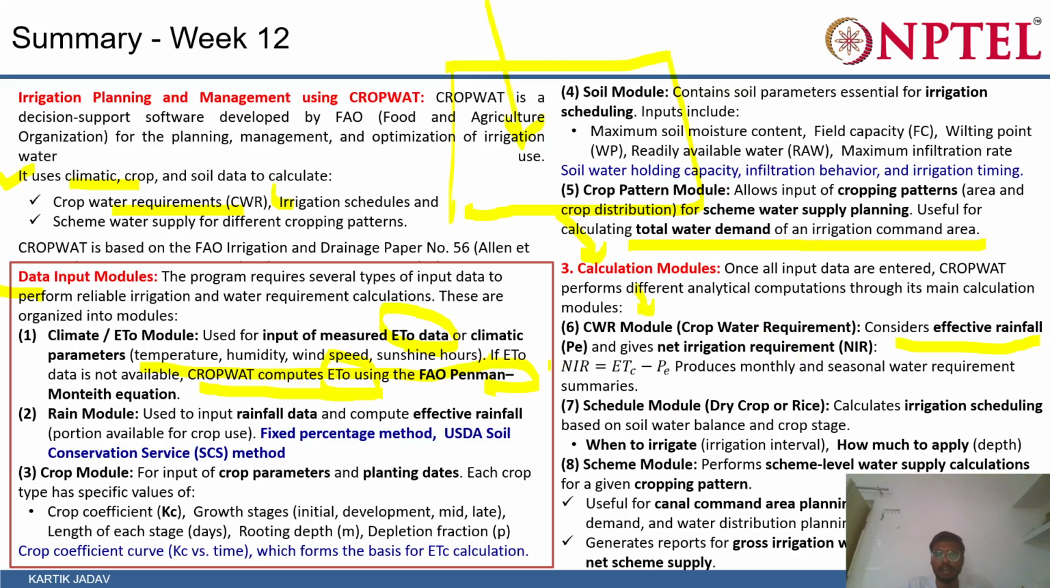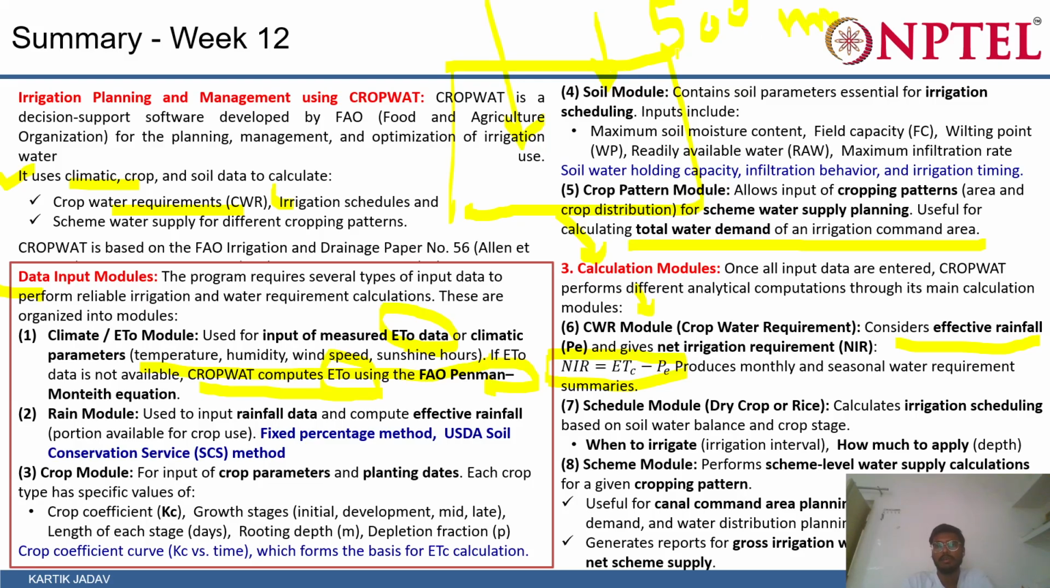Generally, net irrigation requirement is equal to crop evapotranspiration minus effective rainfall. So it basically means that whatever rainfall you are receiving, and whatever crop water requirement you have, that difference provides you the net irrigation requirement. Suppose your effective rainfall in this area is around 500 mm.